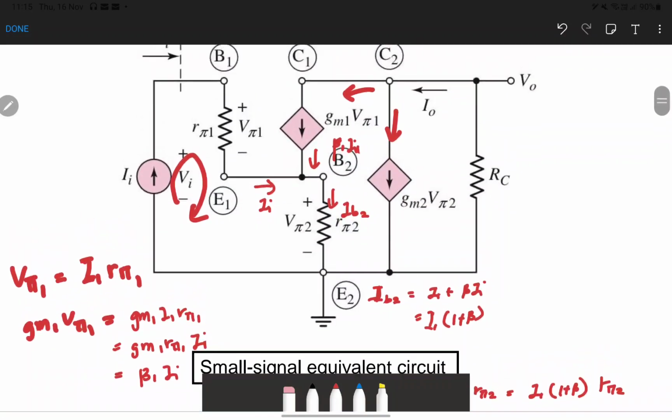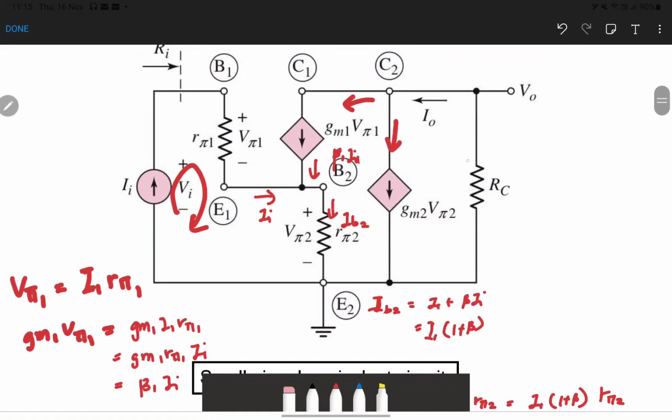Alright, we want to gain up our output current, so we inject the input current. We name it I, or I input, the current input. This current will enter the R pi 1. When current is multiplied with resistance, it produces our voltage, so we produce the voltage V pi 1.